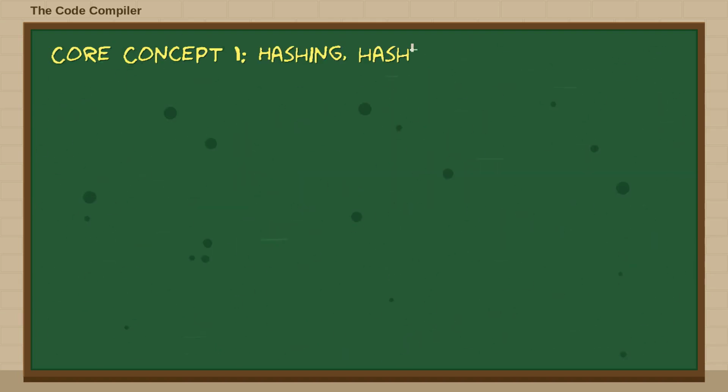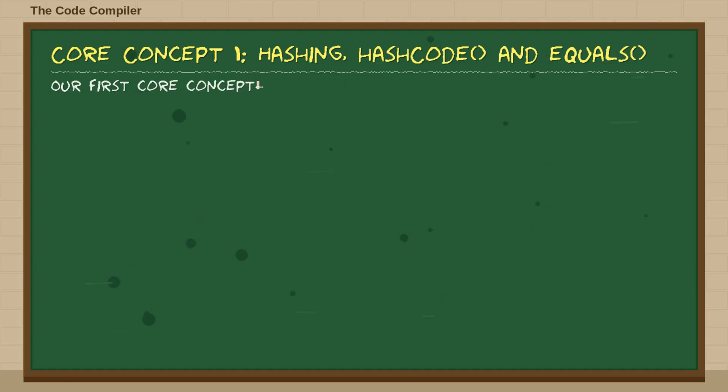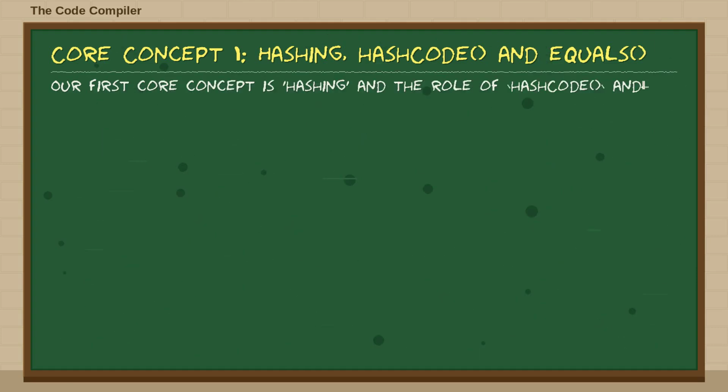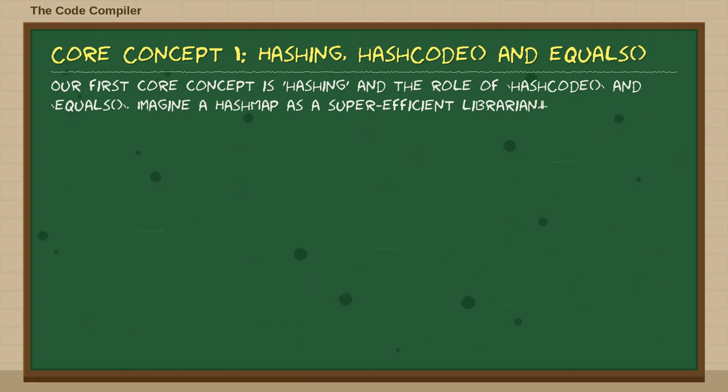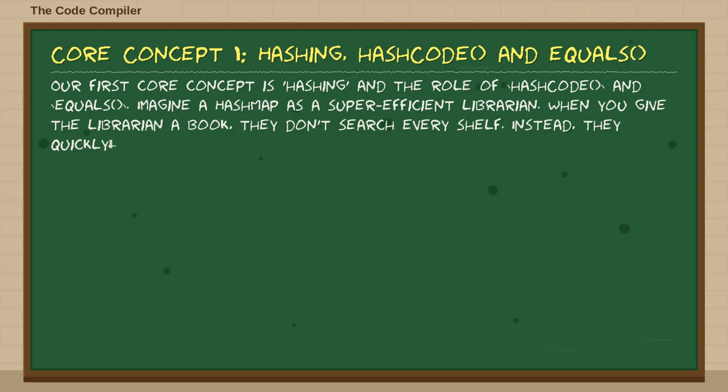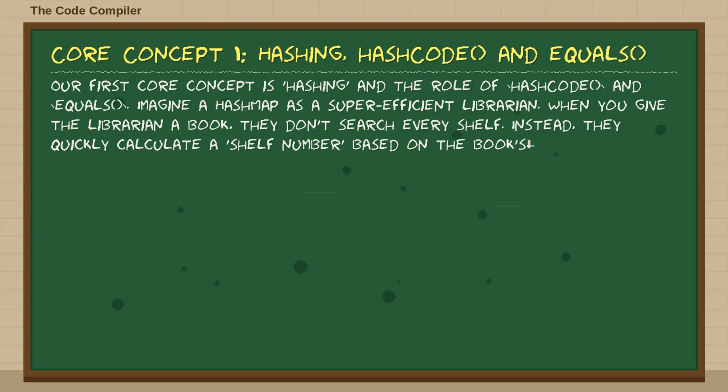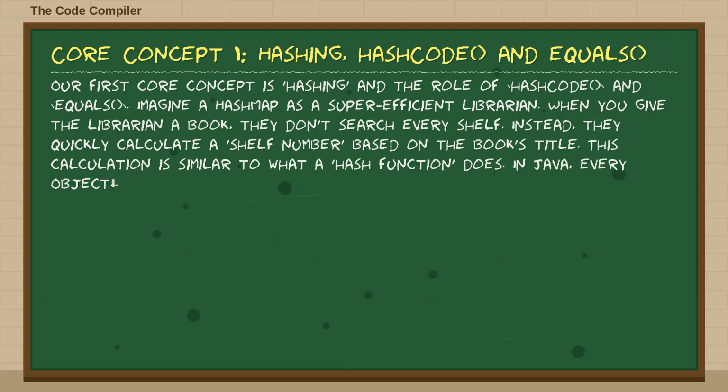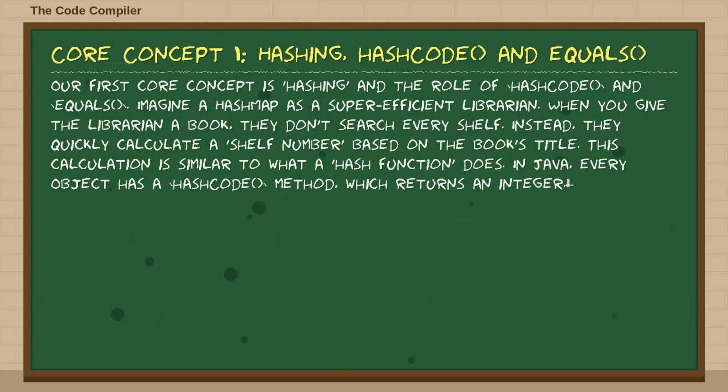Our first core concept is hashing and the role of hashcode and equals. Imagine a HashMap as a super efficient librarian. When you give the librarian a book, they don't search every shelf. Instead, they quickly calculate a shelf number based on the book's title. This calculation is similar to what a hash function does. In Java, every object has a hashcode method, which returns an integer. This integer helps HashMap quickly find the correct bucket or storage location for your key-value pair.